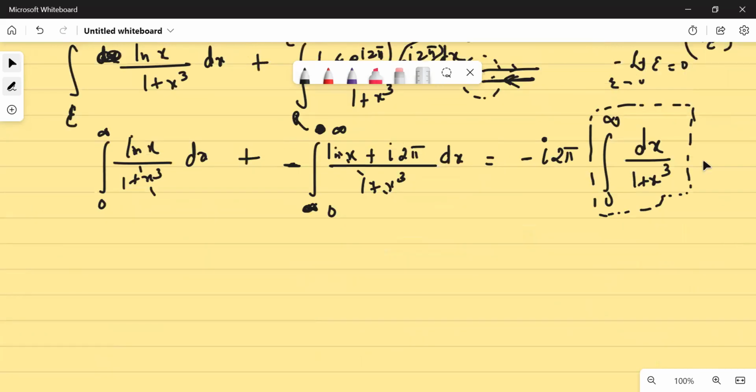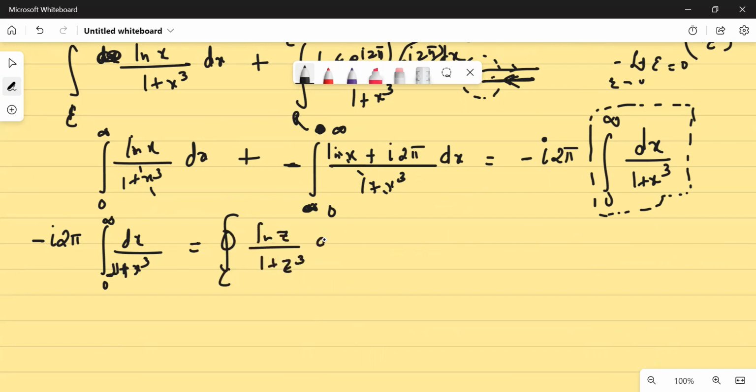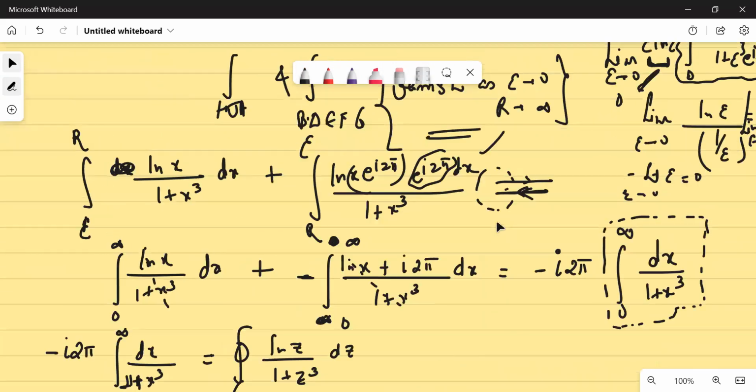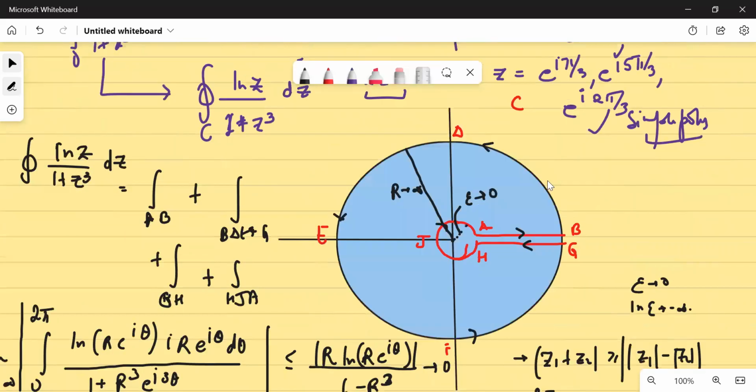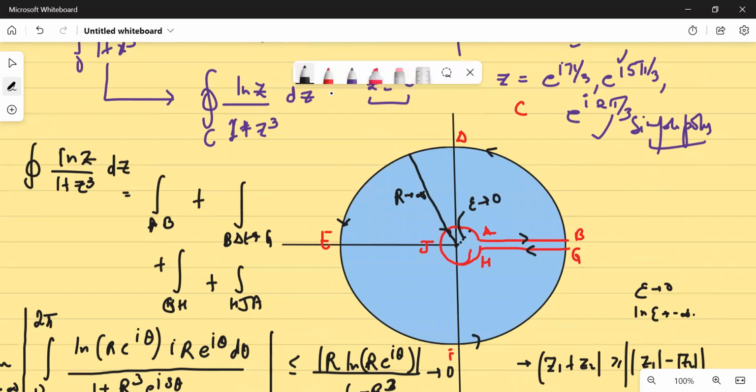So what I would do is, I would write it on the left hand side. So this is minus i 2 pi integration from 0 to infinity dx upon 1 plus x cube. And don't forget, this is equal to integration over a closed contour ln z upon 1 plus z cube dz, where this closed contour encloses three simple poles. You can clearly see that e to the power i pi by 3 lies here, e to the power i 2 pi by 3 lies somewhere in the second quadrant, and e to the power i 5 pi by 3 lies in the third quadrant.